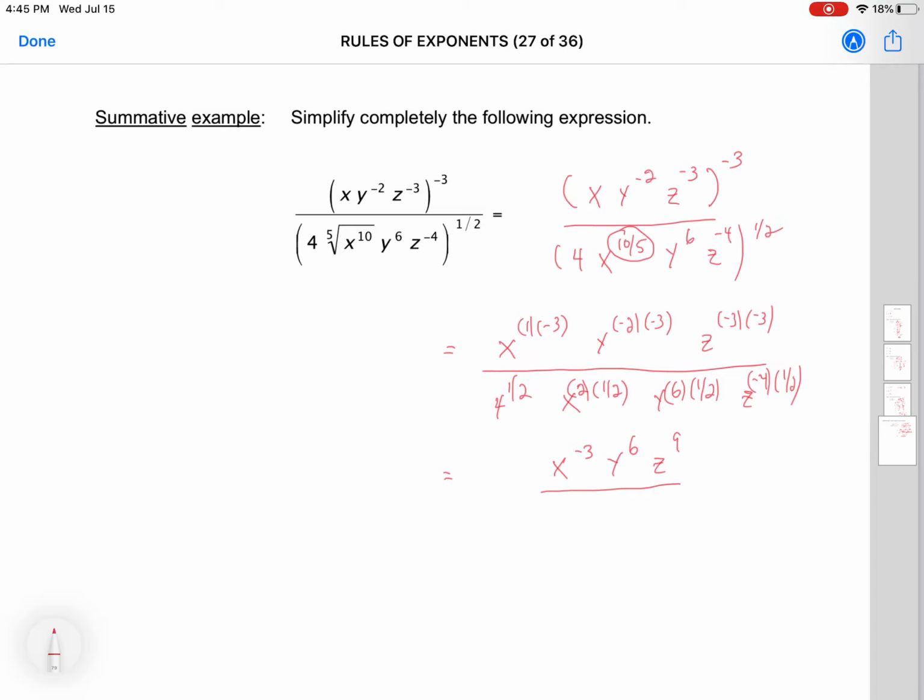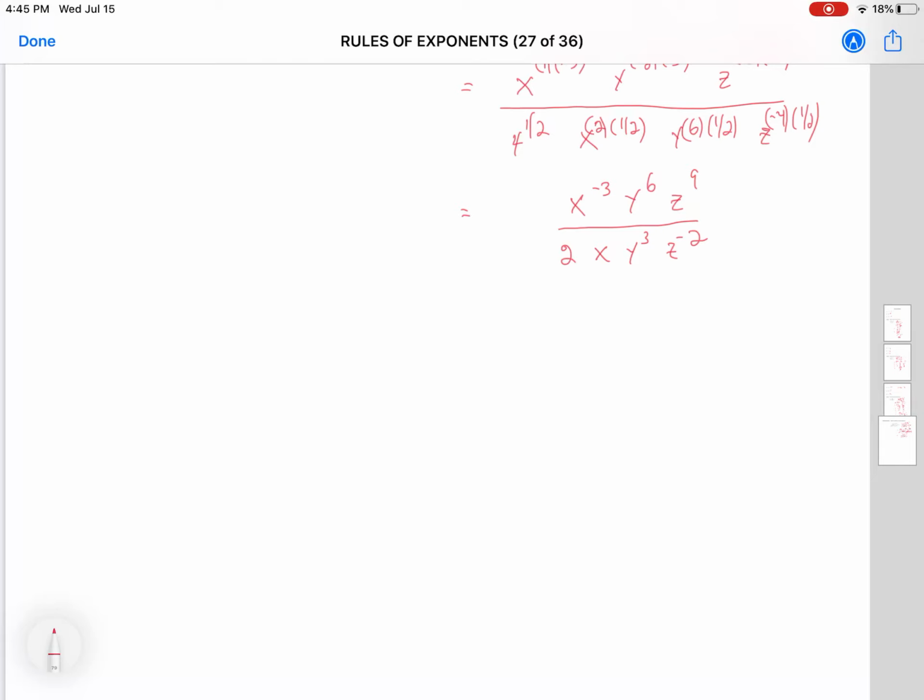4 to the 1/2, that's the square root of 4. You can do that on the calculator. It's equal to 2. 2 times a half is 1. 6 times a half is 3 for the y. And z shall be to the power of minus 2.